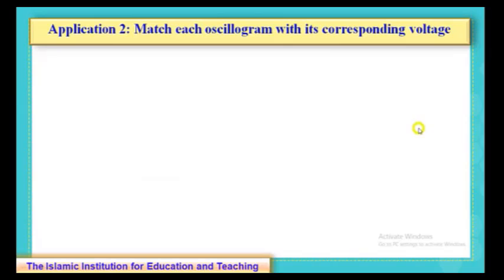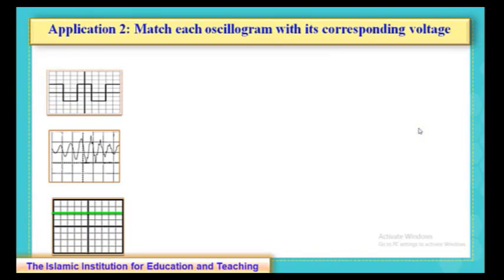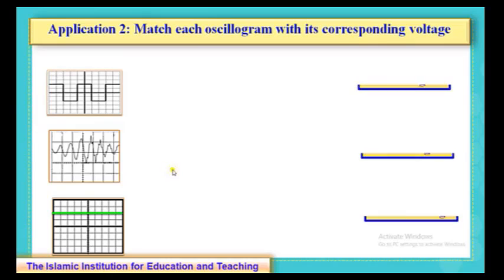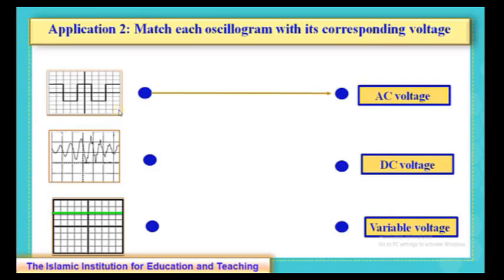Now match each oscillogram with its corresponding voltage. This voltage alternates successively between positive and negative values. This one varies as time varies, while this one keeps constant as the time varies. So we match the first one with AC voltage. This is the variable voltage, and this one is called DC voltage.